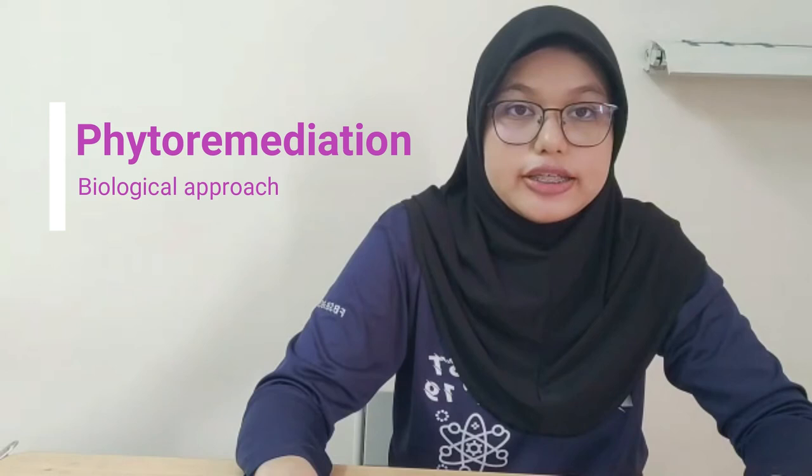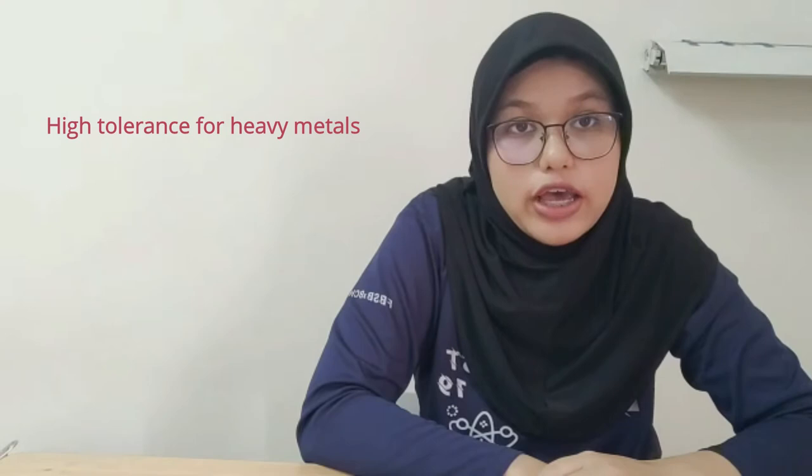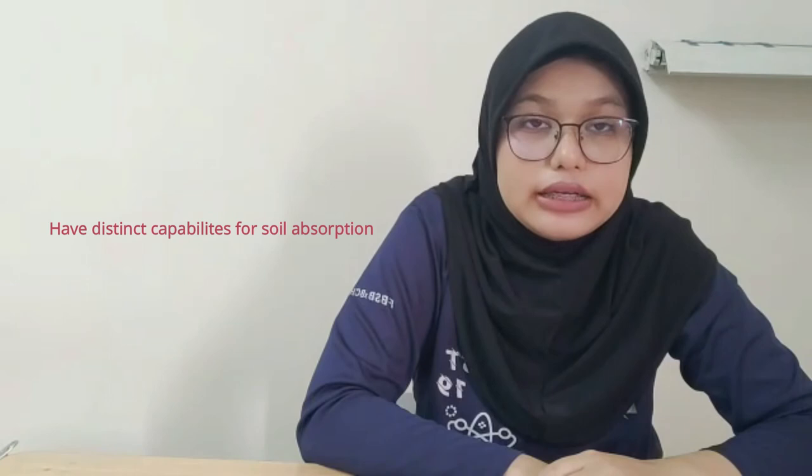Phytoremediation is a process of growing plants in contaminated soils to remove heavy metals via phytoextraction or phytostabilization. The characteristics of hyperaccumulators are that they have high tolerance for heavy metals, they grow well in metallic soils, and they have distinct capabilities for soil absorption, translocation from roots to shoots, and detoxification and sequestration of the metals in leaf tissue.